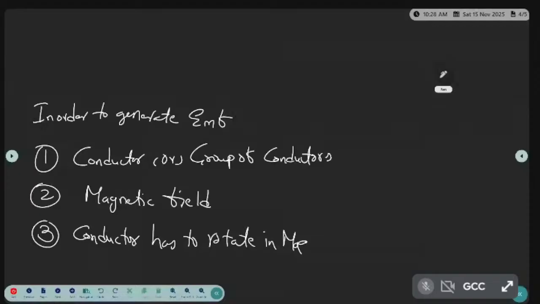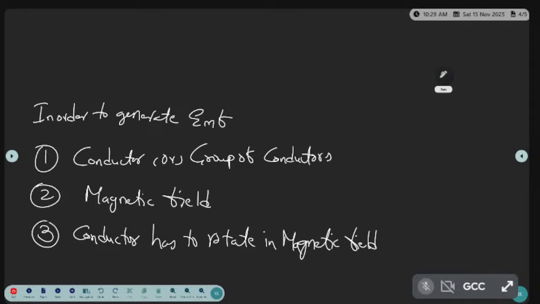So that means rotation is required. What is the meaning of that? Rotation is required. Conductor. So how many do we require? One, we require a conductor or group of conductors. Second, we require field. We require field, flux. Third one is speed. I have to rotate now, number of revolutions per minute.